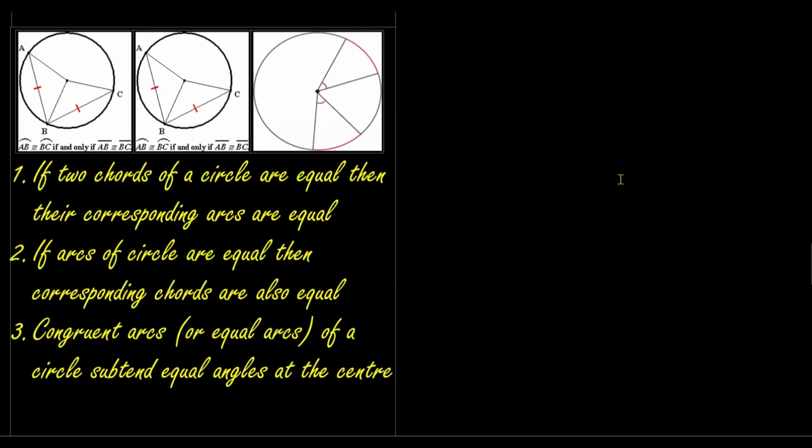The third, which is a combination of three, I have taken. So if I read the first one, it says that if two chords of a circle are equal, then their corresponding arcs are equal.